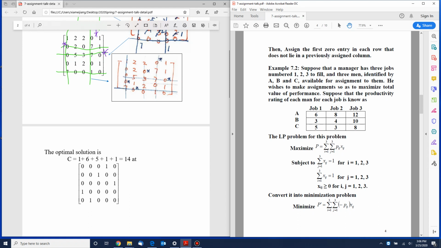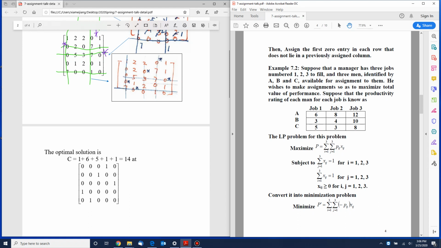So in this way, how may we assign? You probably say, oh, of course I assign person A to job 3, because the performance is really good. But for the other two, working on job 1 and job 2, you can see it is not so good, right?